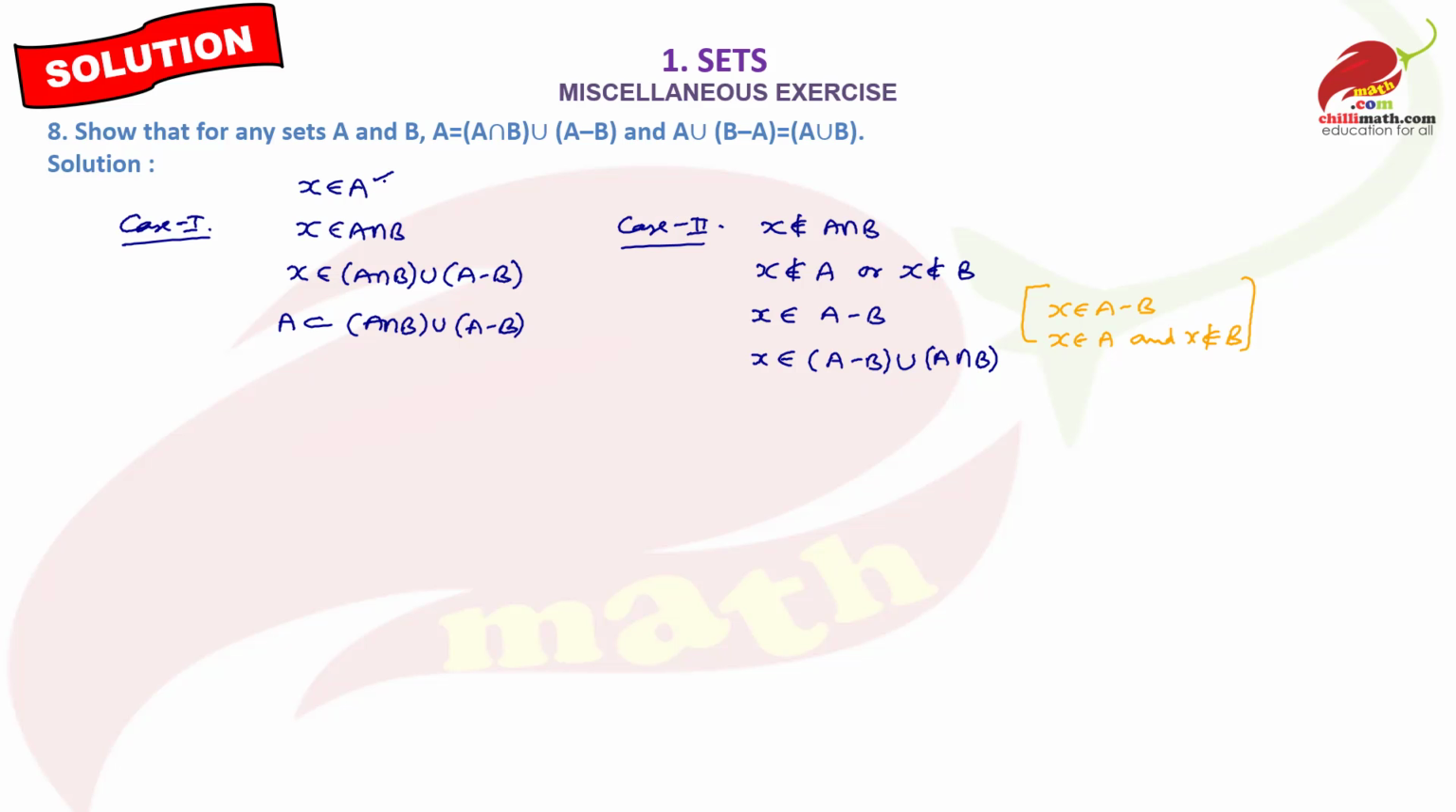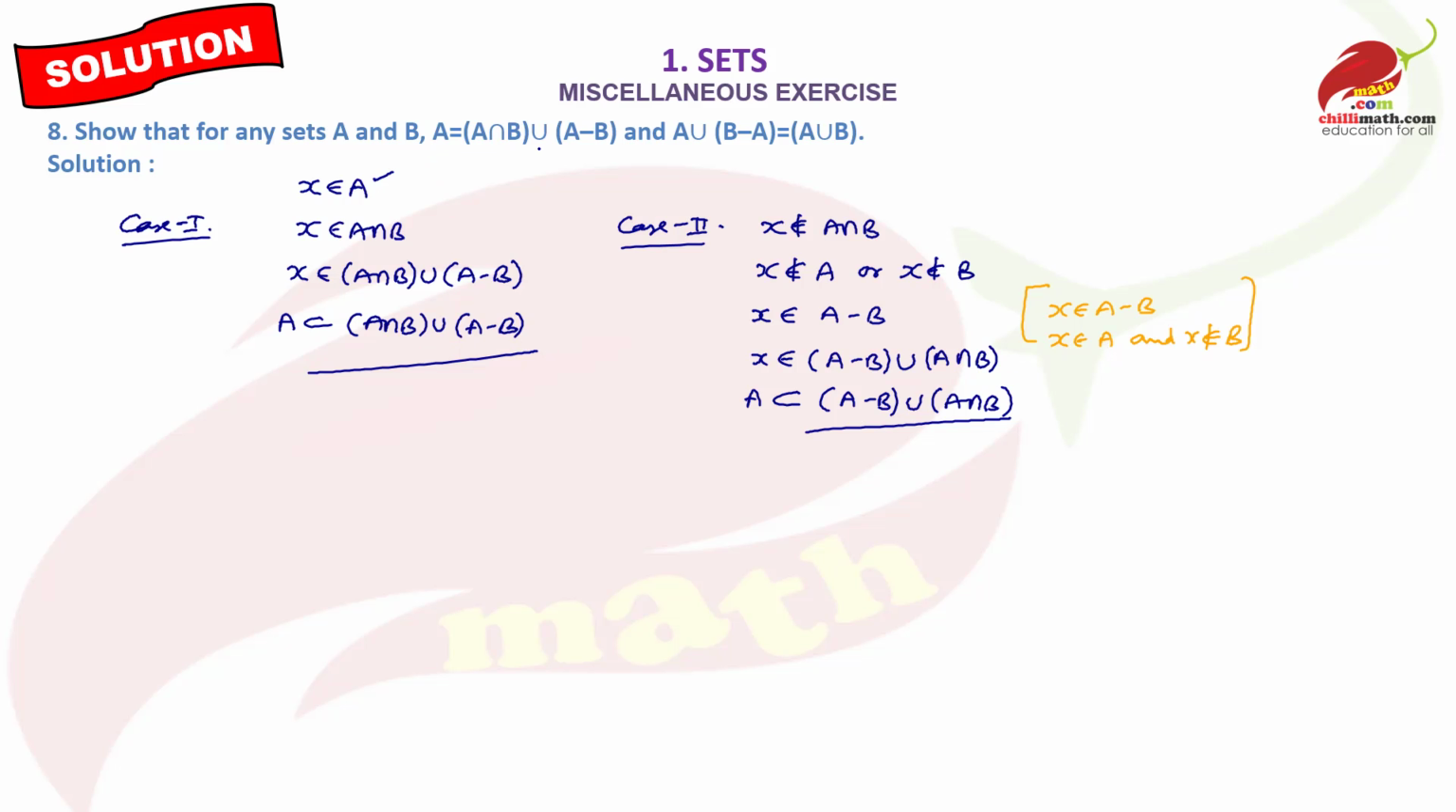We started with x belongs to A, and x is also belonging to (A minus B) union (A intersection B). Therefore A is a subset of (A minus B) union (A intersection B). That means from both of these cases we got the same result, that is A is a subset of (A intersection B) union (A minus B).